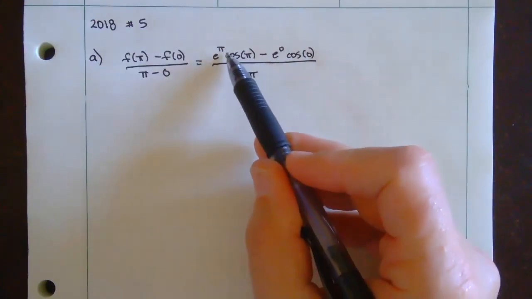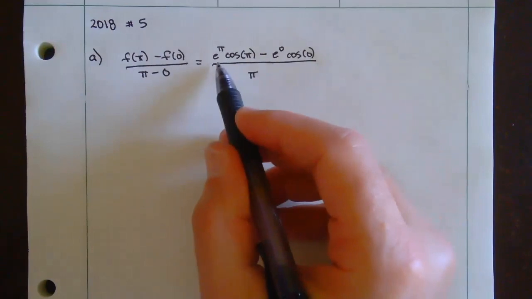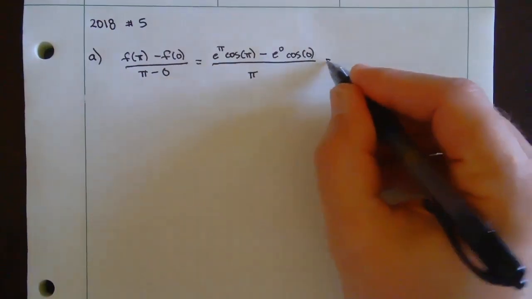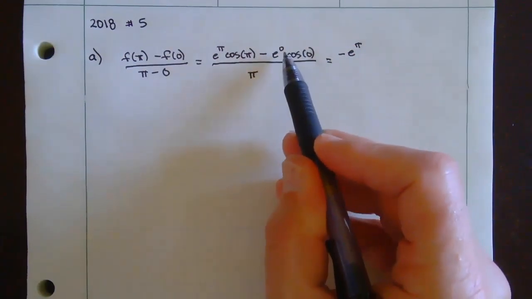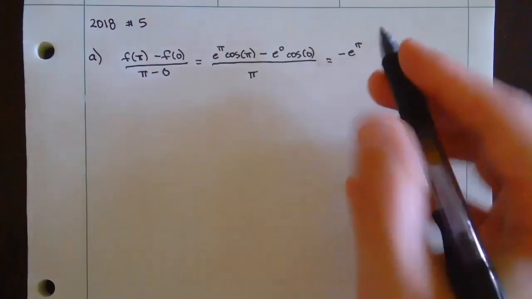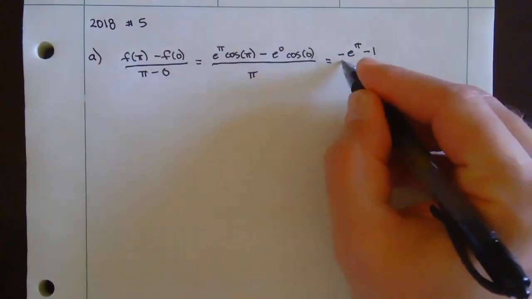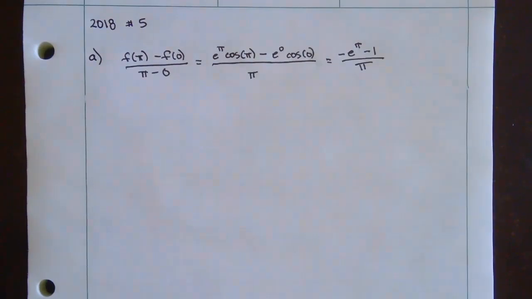Okay, so this would be e to the pi, and then cosine of pi is negative 1. So this would be negative e to the pi. And this would be e to the 0, which would be 1. And then cosine of 0 is 1. So this would be minus 1 over pi. Okay? And I would just leave it like that, okay?